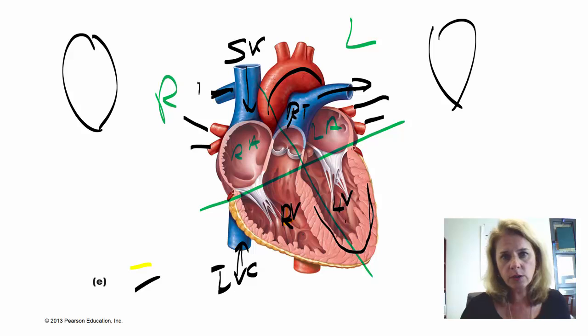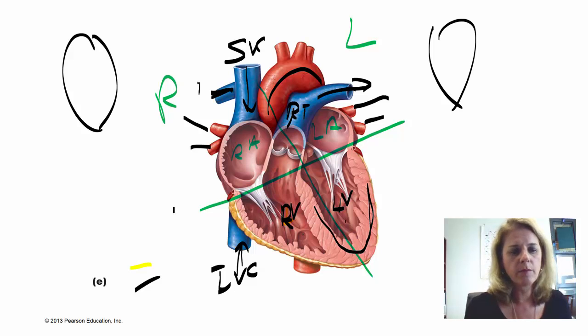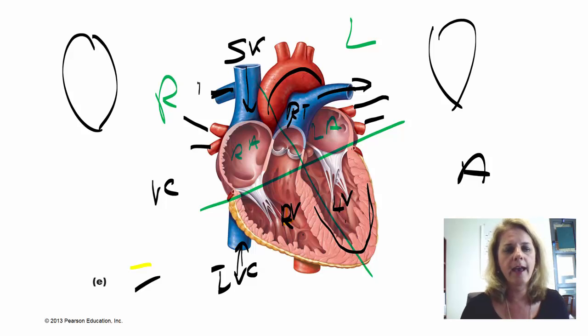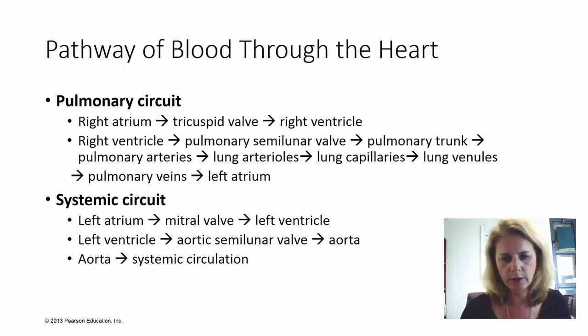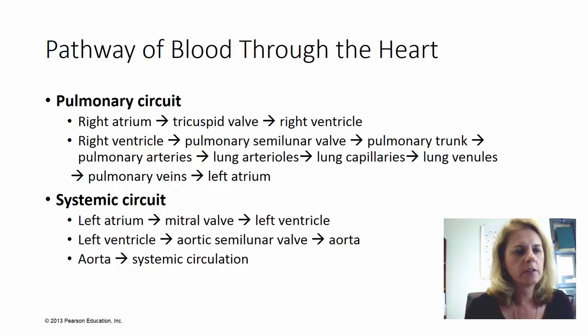All right, so what we want to do is trace blood from the vena cava out to the aorta. That is our plan. How do we get blood from the vena cava out to the lungs, back to the heart, and out to the aorta? Remember, the blood has to go through two circuits, the pulmonary circuit and the systemic circuit.